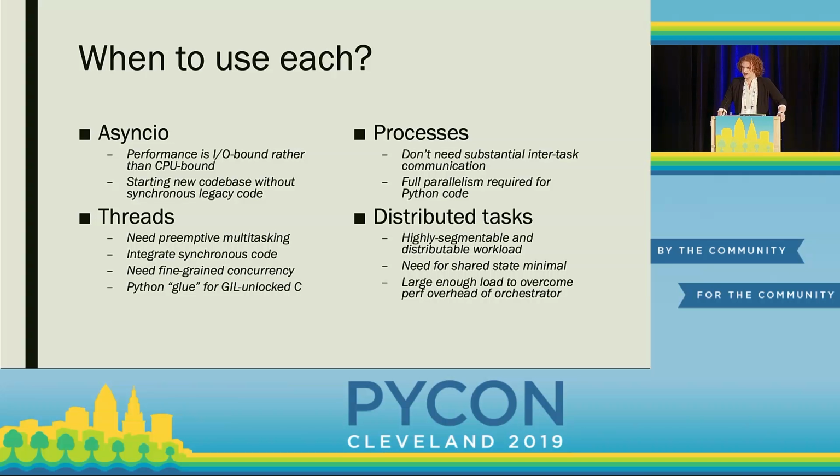Using distributed tasks like Hadoop is wonderful if you have a highly segmentable and distributable workload. This is the case if you have a lot of data, if the data doesn't depend on other parts of the data a lot, and if your need for shared state is minimal, because the overhead of communicating between compute nodes in the network becomes even greater than the overhead of communicating between multiple processes on the same system. And when you have a large enough workload to overcome the performance overhead of an orchestrator that splits your data apart.